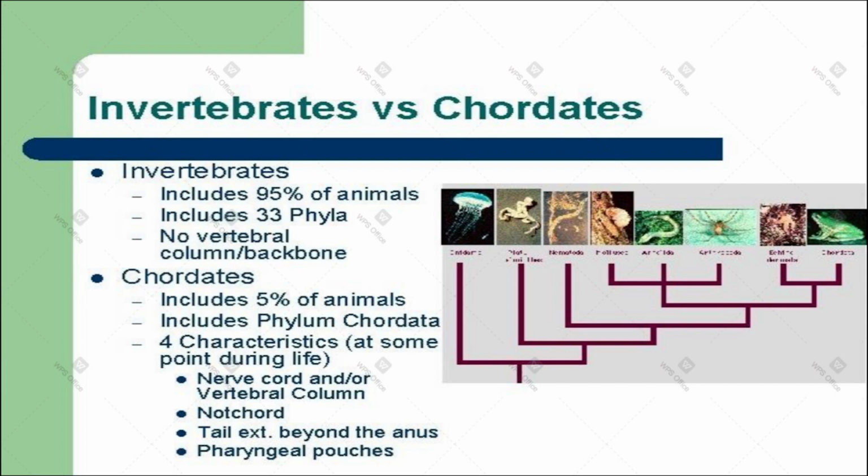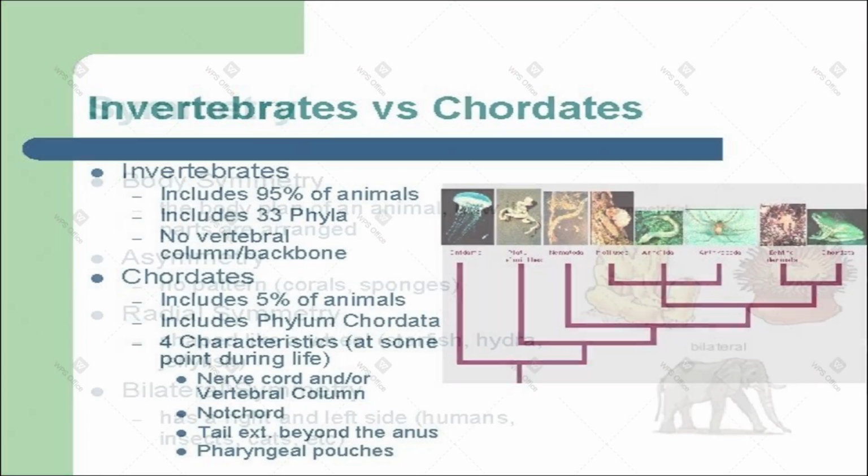Now you might be wondering that humans do not have a tail. Yes, we do not have a tail. But we have a tail bone present in the form of the last vertebrae, and that is basically a connecting link between the presence of a tail and the absence of a tail. So this is all about invertebrates versus chordates.